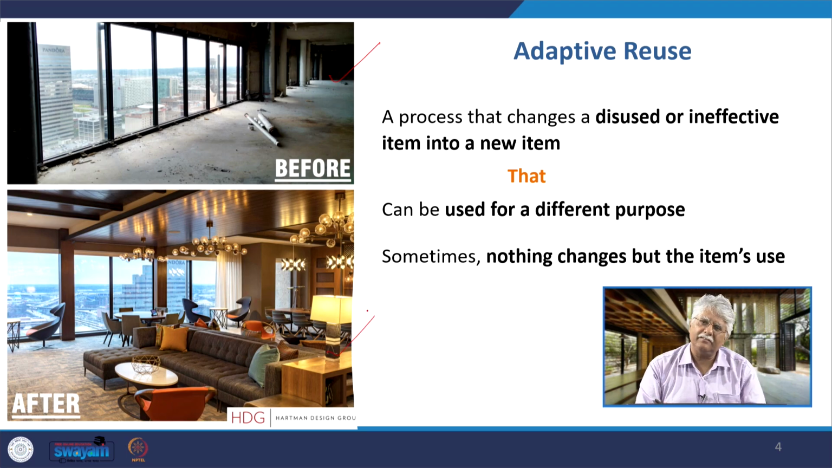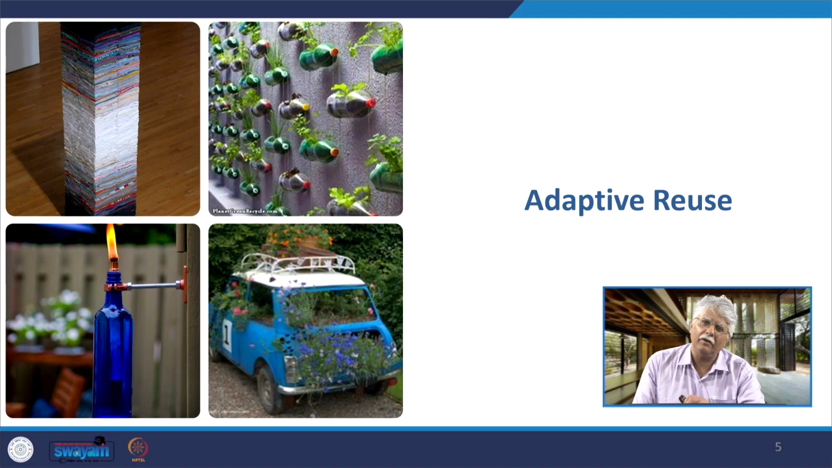Now please understand that there is a difference between renovation and adaptive reuse. In renovation, the item's or the building's original use doesn't change. If it's a house, it continues to remain a house. If it's an office building, it continues to remain an office building. But in adaptive reuse, the very use of the building changes. That is why it is called adaptive reuse.